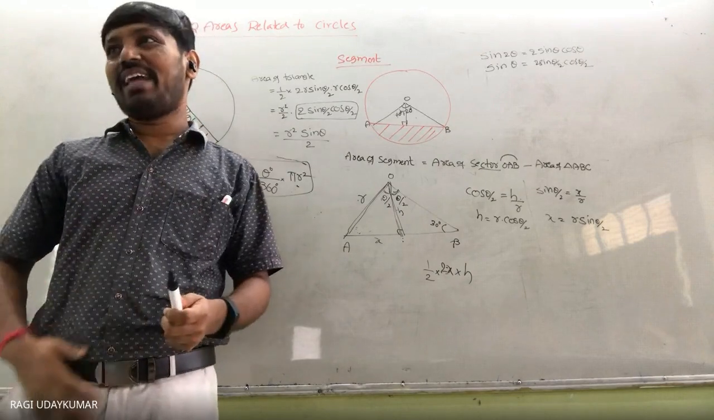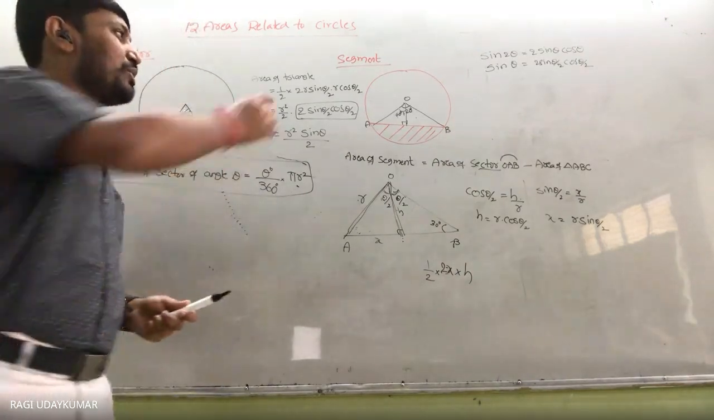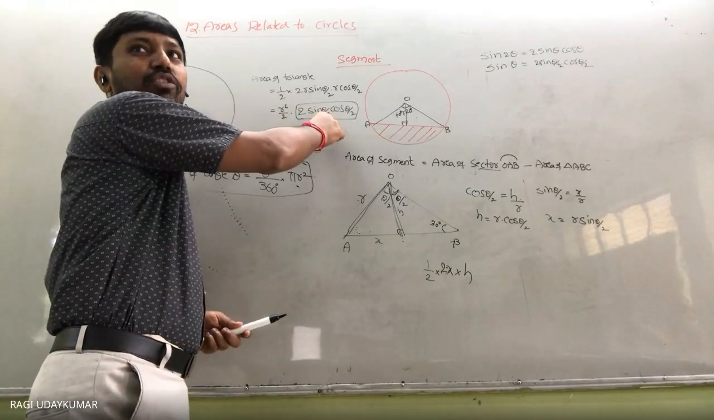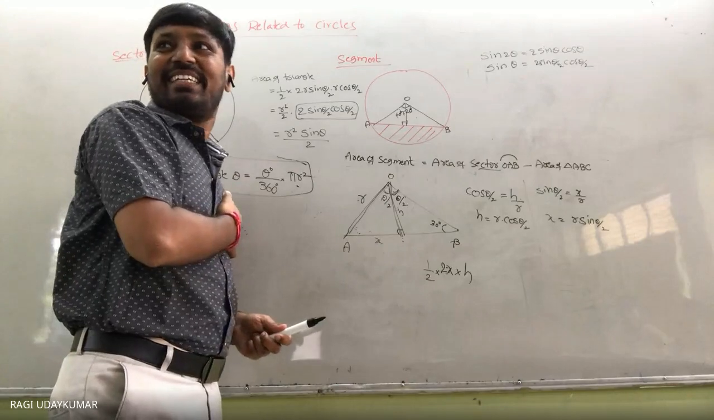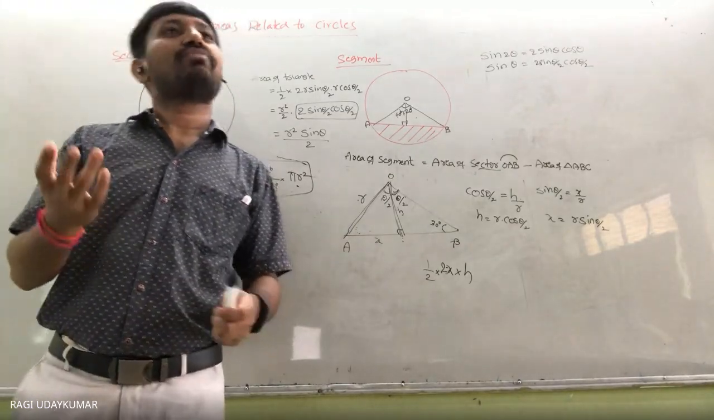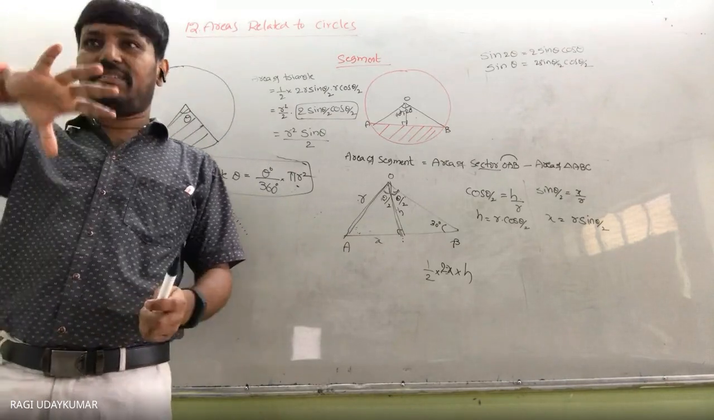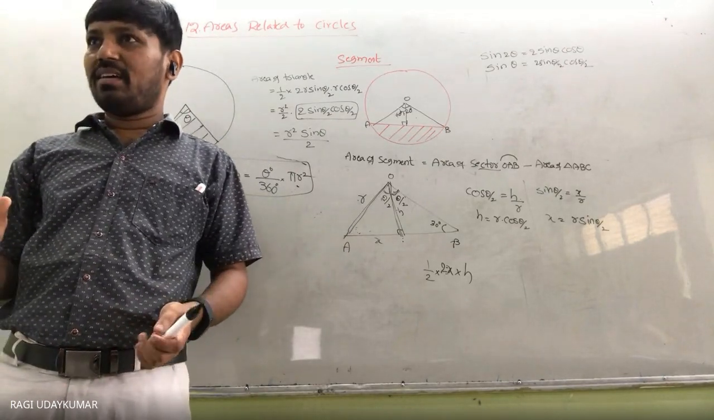Sin 120 degrees value, how to find out sin 120 degrees? In that situation you take here 120, 2 sin 60 degrees cos 60 degrees. If you don't know, there is a way to find out sin 120 degrees also, but it may take more time. Understood?